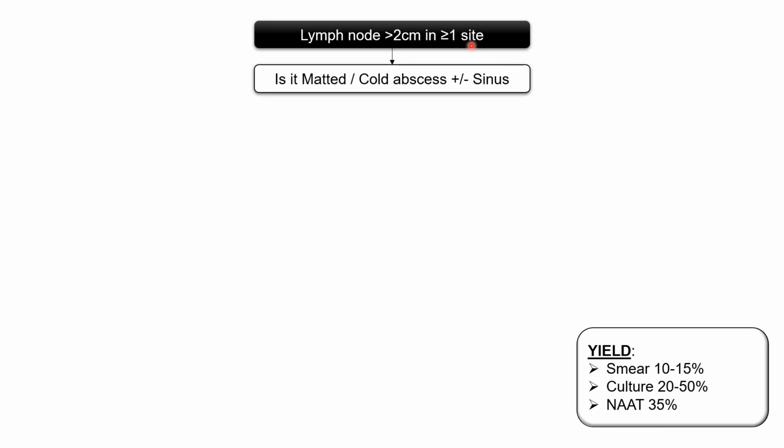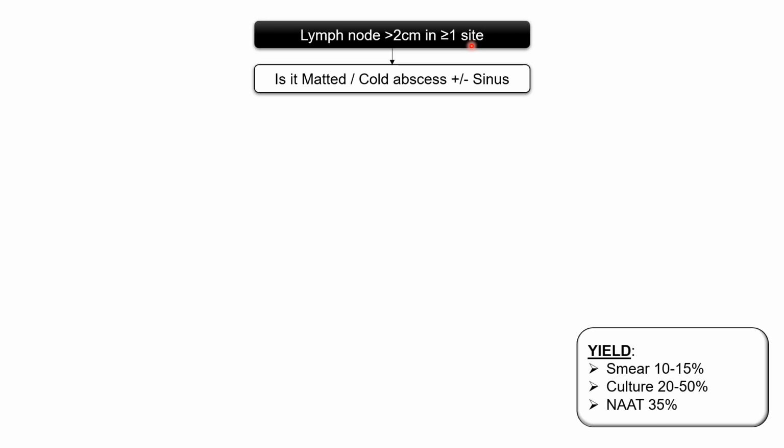first you have to see what? You have to see whether the lymph node is matted, or if there is any cold abscess present, or if there is any sinus present. Matted means multiple lymph nodes will be there, and you cannot distinguish between the individual nodes. They will not be discrete. If they are separable, it is called discrete. If they are non-separable, combined together, it is called matted.